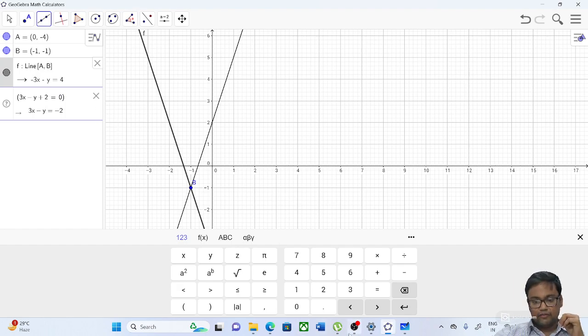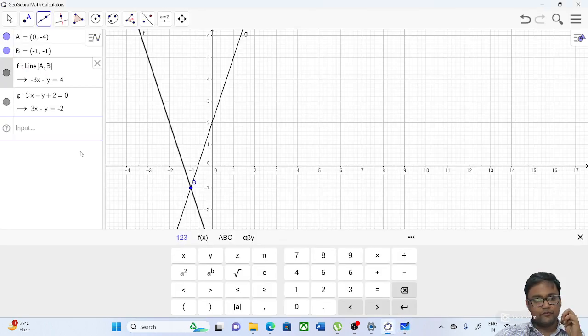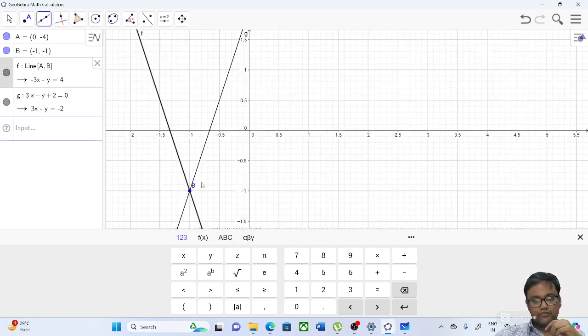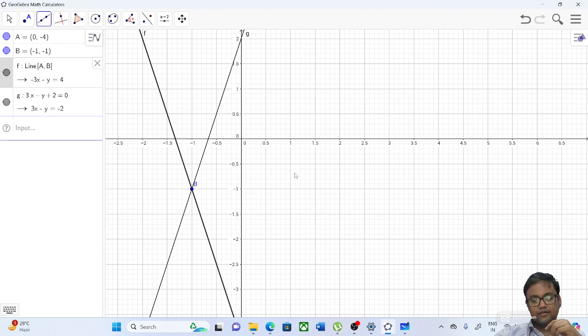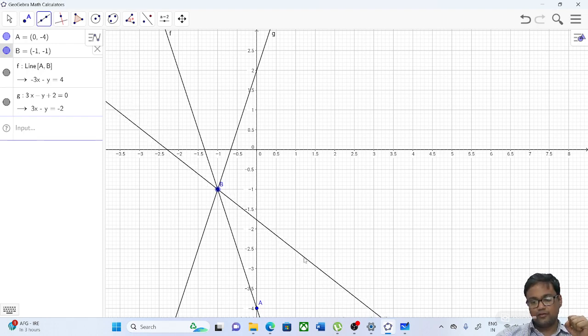Let me check whether the equation I have entered is correct or not. 3x minus y plus 2. So you can see these two equations, they are crossing their paths. These two lines are crossing their paths at minus 1 comma minus 1. What does it mean? That minus 1 comma minus 1 is the solution, right? It is the only point which is present on both the lines, and the coordinates which are present on both the lines are called the solutions of the given system of equations, right?